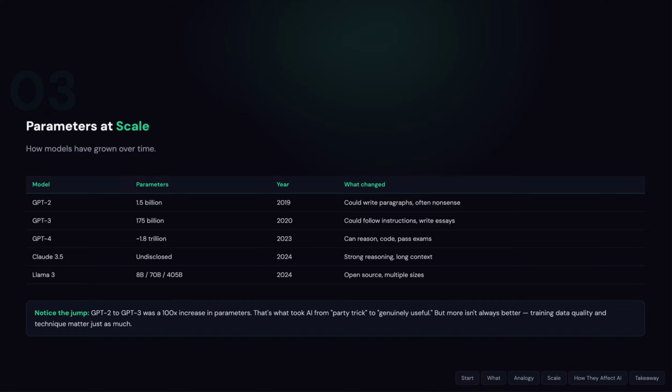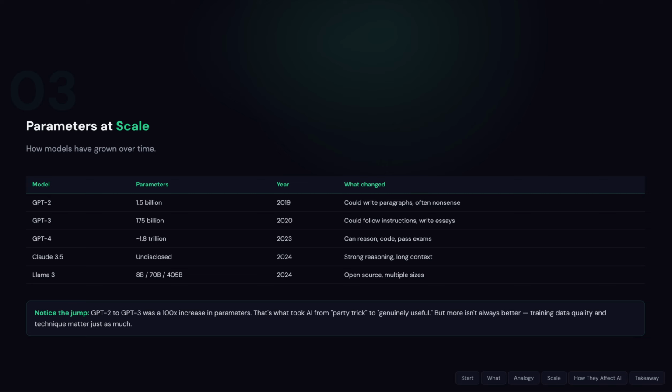A year later, GPT-3. Then this jumped to 175 billion parameters, and that's over 100 times more. And that jump is what took AI from a party trick to something that's genuinely useful. It could follow instructions, write essays, and answer questions correctly. Next, we have GPT-4. This was released in 2023, as we all know, and this changed the world by storm. It had easily over 1.5 trillion parameters, and it could reason through complex problems, write code, and pass even professional exams.